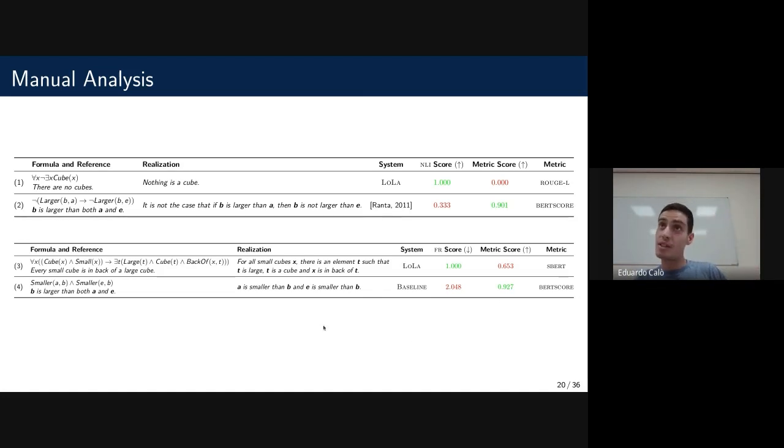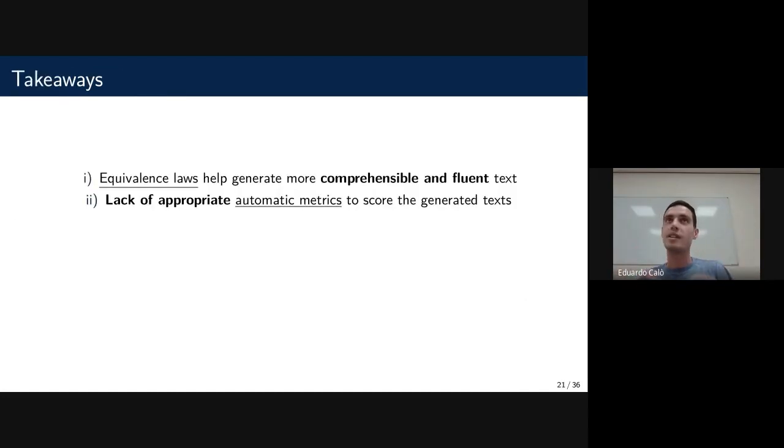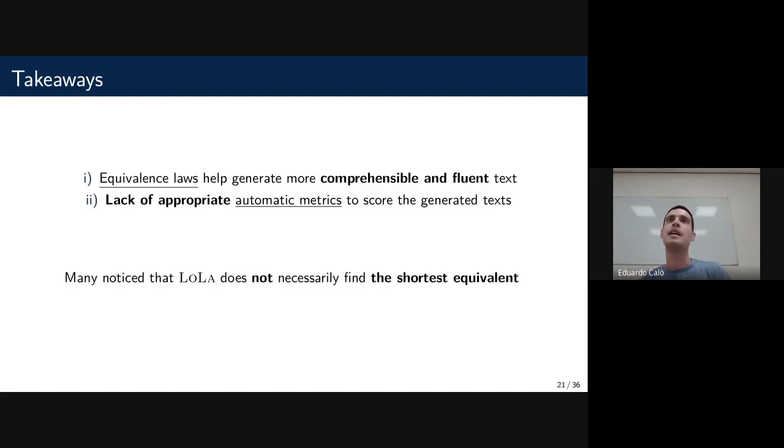And we were very surprised because, as you can see here, there are antonyms involved, which are smaller and larger. And BERTScore actually captures the semantic similarity between the two antonyms. And we were quite surprised by these results. So, to conclude, the main takeaways of this work were that equivalence loss helps generate more comprehensible and fluent text. And as you could see from the last manual analysis, there is a lack of appropriate automatic metrics to score the generated text, because basically there is no correlation between the humans' judgments and the metric scores. While I was presenting this at EMNLP, and also, of course, while we were analyzing the results, we noticed that Lola does not necessarily find the shortest logical equivalent.